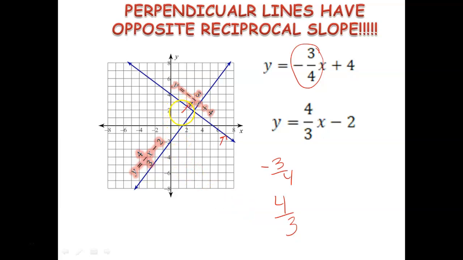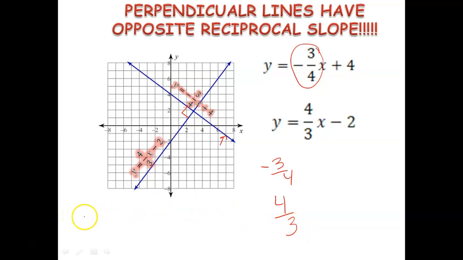These are perpendicular lines, okay? They cross and form a right angle. And if you notice, they are opposites because the opposite of a negative is positive, okay? And then the reciprocal. If you guys remember reciprocal, the reciprocal of 3 over 4 is 4 over 3.